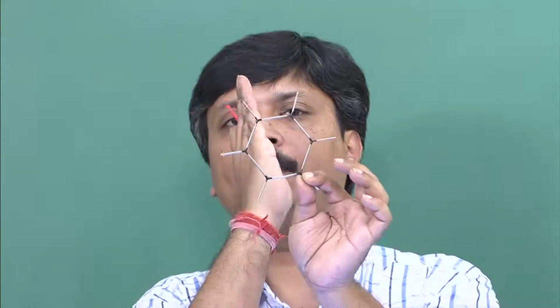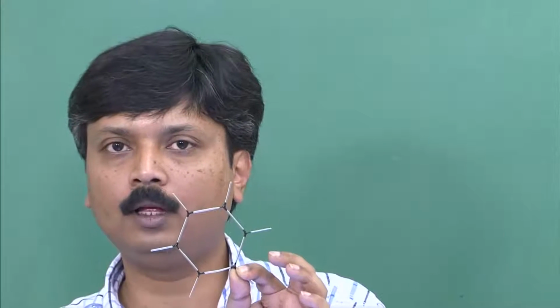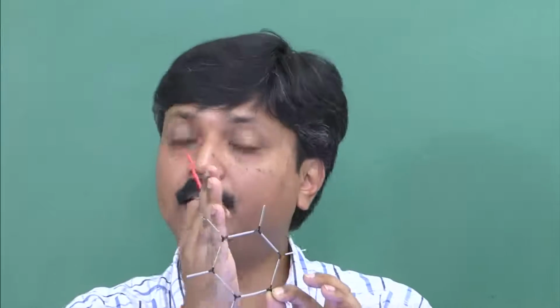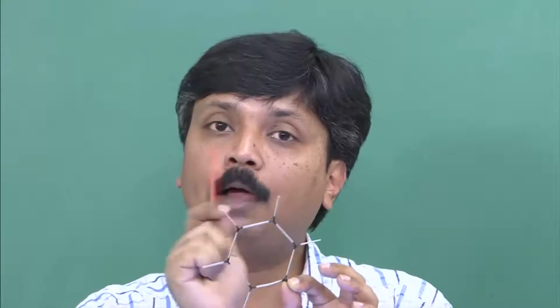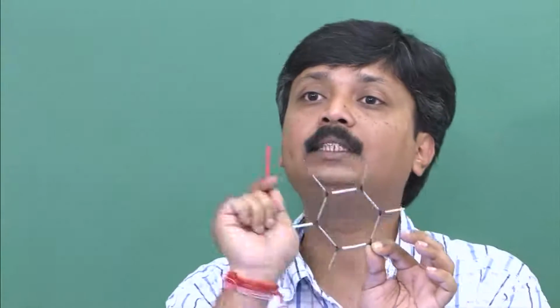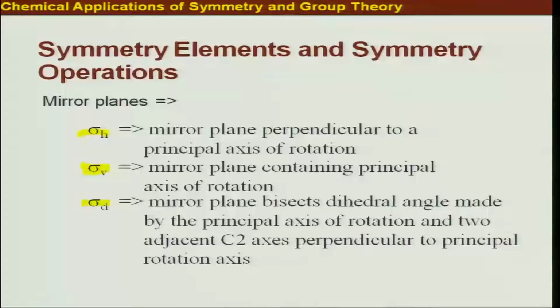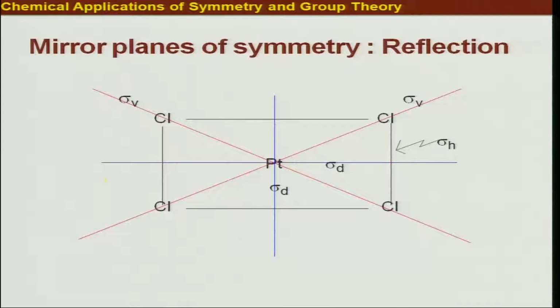So if I have a plane which bisects this dihedral angle, and that plane acts as a symmetry plane, then I will call that particular sigma plane a sigma d. Okay, is that clear? You can see the actual definition clearly written on your screen. Now let us take another example through which you can clearly see what is sigma d, sigma v and sigma h.